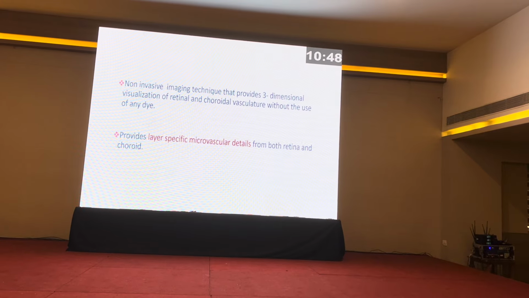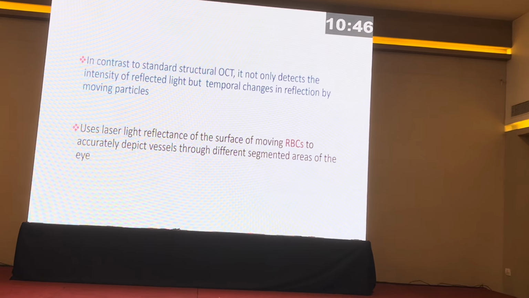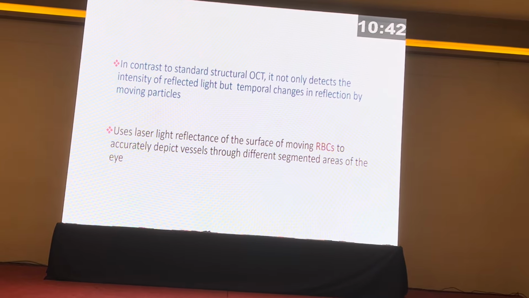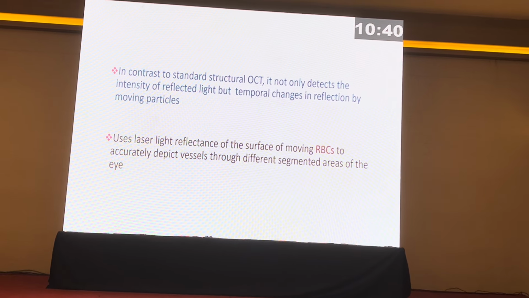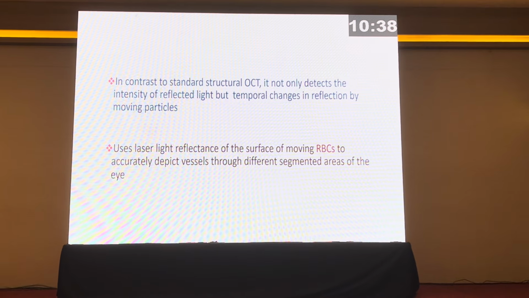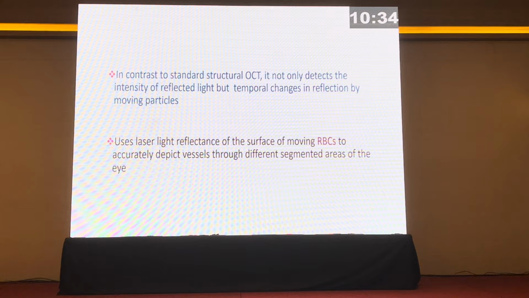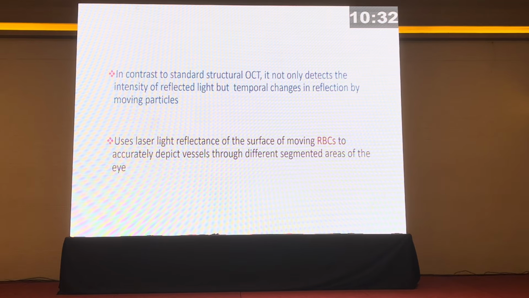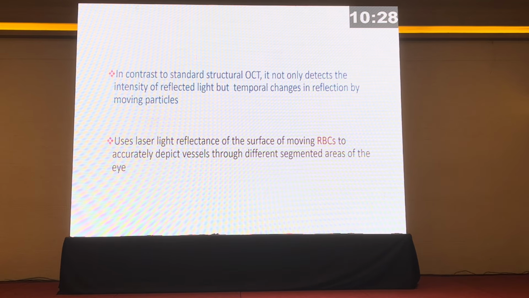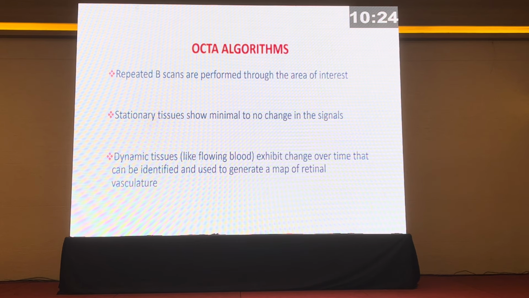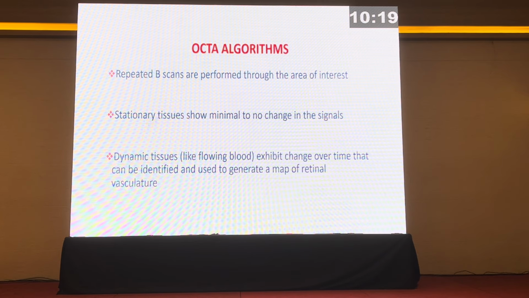Layer-specific microvascular details. So in contrast to the normal OCT which Biju spoke to us about, it not only detects the intensity of the reflected light, but sequential temporal changes in reflection by moving particles are also detected, giving us altogether another perspective. So it uses the laser light reflectance on the surface of moving RBCs to give us an accurate depiction of the blood vessels. So repeated B scans, maybe up to 1 lakh B scans per second, are basically performed through the area of interest.